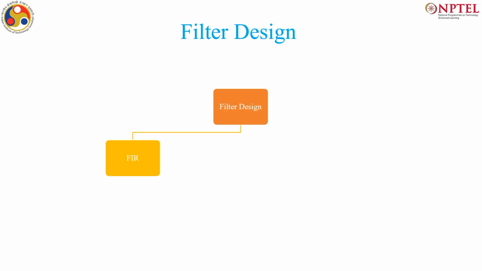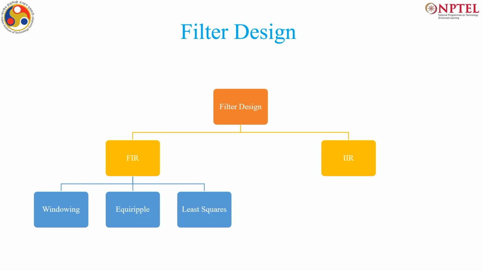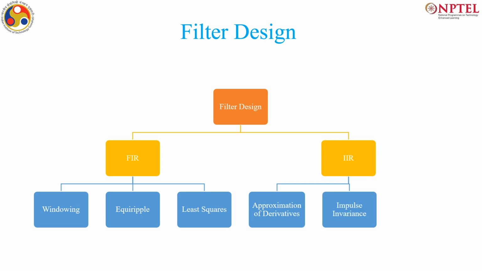So, filter design, as I said, can be an FIR filter or it can be an IIR filter, and you have to select at the first step. That is the first step of your design, that select whether I want to design an FIR filter or an IIR filter. In FIR filter there are several methods like windowing, equiripple and least squares. There are other methods also like constrained least squares, but these are the three main popular, or I would say basic methods. In IIR, the methods involve approximation of derivatives, then impulse invariance and bilinear transforms.